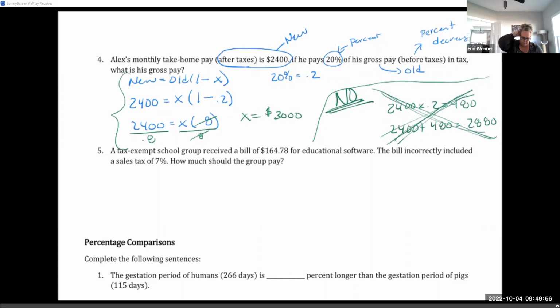So number 5, again, kind of that idea of finding a percent of an original amount. A tax exempt school group received a bill of $164.78 for educational software. The bill incorrectly included a sales tax of 7%. So while in Montana, there is not sales tax, there are towns that have sales tax, right? Like Whitefish has the tourist tax, Big Sky has tourist tax. So we still experience sales tax in Montana.